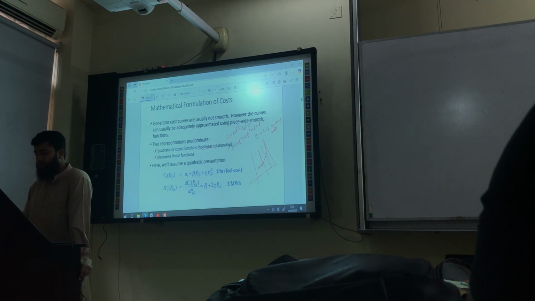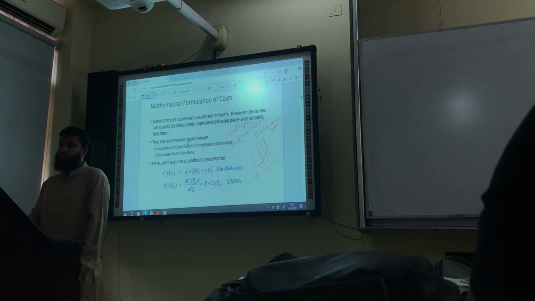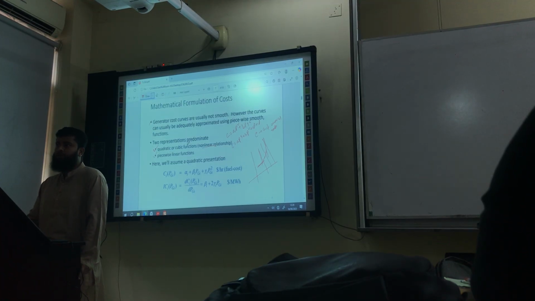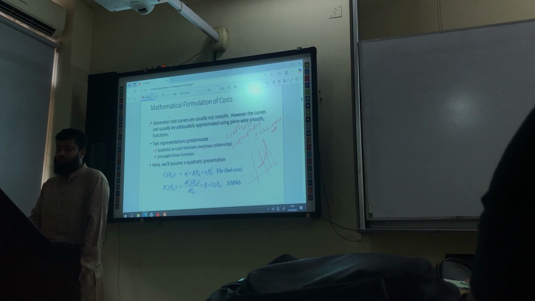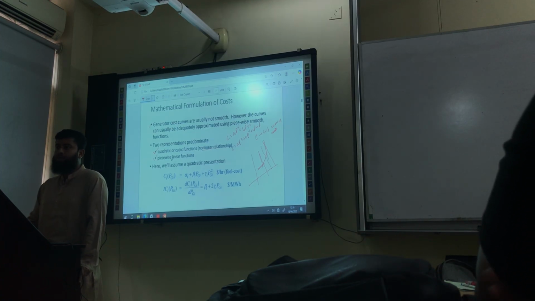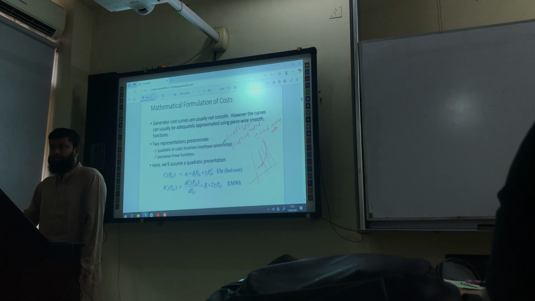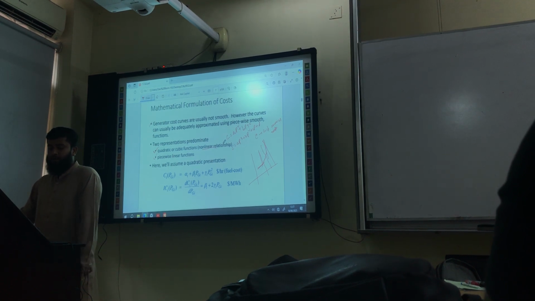Because dealing with quadratic or cubic functions sometimes seems difficult to solve, if you represent the nonlinear relationship in a piecewise form, then your calculation will be easier. That's why in some literatures the researchers used these piecewise linear functions. And obviously in other literatures, there are different cost curves.